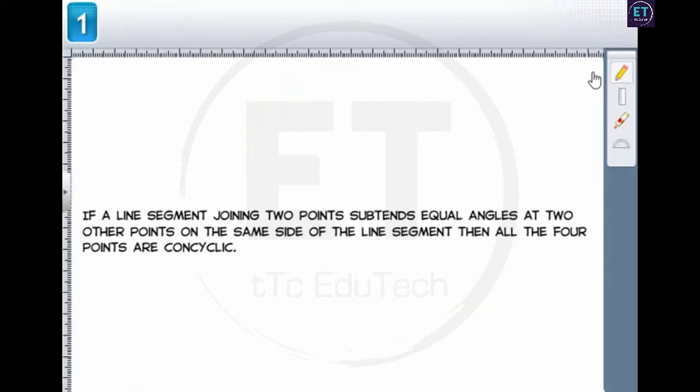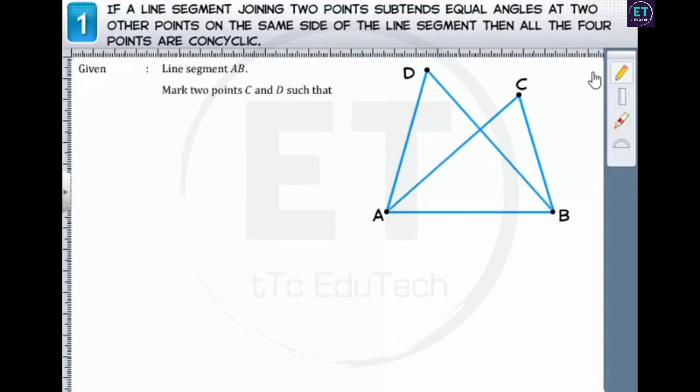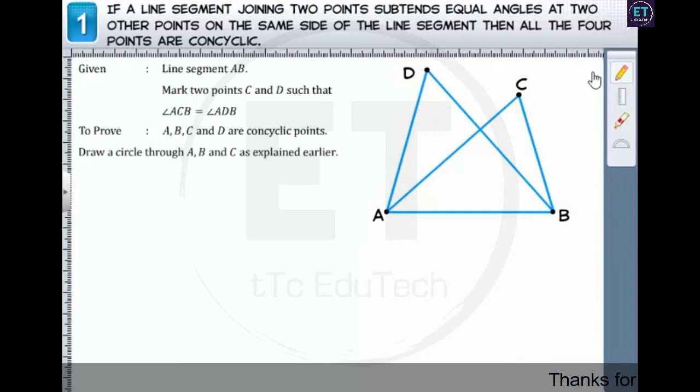Based on the observation, we arrive upon the theorem which states if a line segment joining 2 points subtends equal angles at 2 other points on the same side of the line segment, then all the 4 points are concyclic. Let's prove this theorem. Here AB is a line segment that subtends equal angles at C and D. We have to prove that A, B, C and D lie on the circle. Let us use the construction we did earlier to draw a circle through points A, B and C.